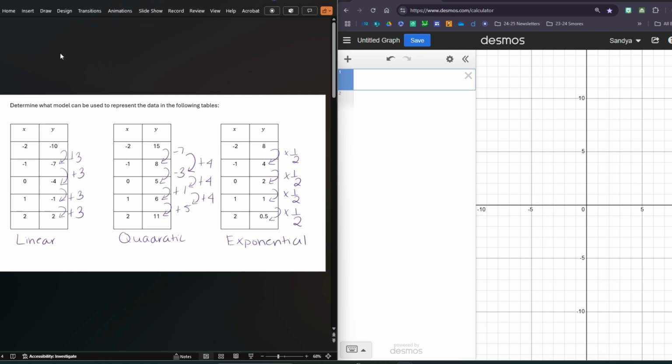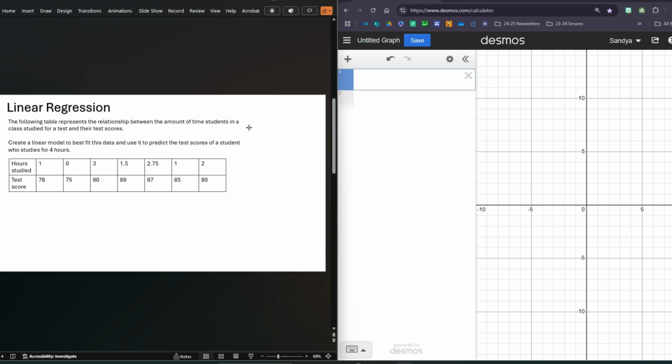So that's how you can look at data and determine whether a linear, quadratic, or exponential model would be the best fit. Now let's try practicing with a linear, quadratic, and exponential regression. Here it says this table shows the relationship between the amount of time students in a class studied for a test and their test scores. Create a linear model to best fit this data set and use it to predict the test scores of a student who studies for 4 hours.